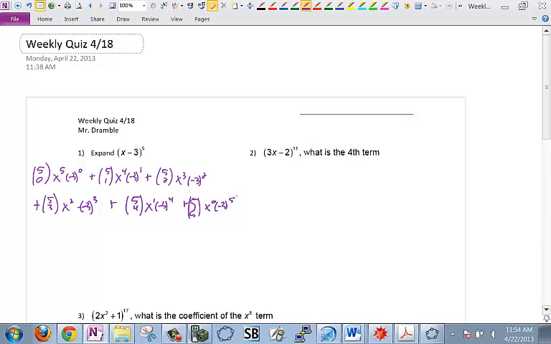What are the coefficients? What are the numbers in the 5th row of Pascal's triangle? Is it 1, 5, 10, 10, 5, 1? So we're going to have 1x to the 5th. This is going to be 5 times negative 3, so negative 15x to the 4th. 10 times 9, that's going to be a plus 90x to the 3rd. 10 times negative 27, so negative 270x squared. 5 times 81, that's a plus 405x, and then a minus 243. Agreed.